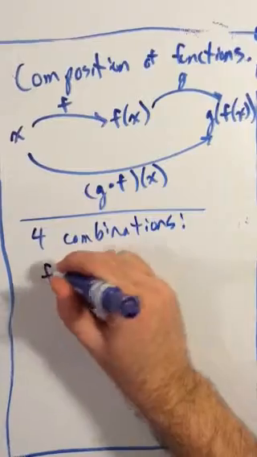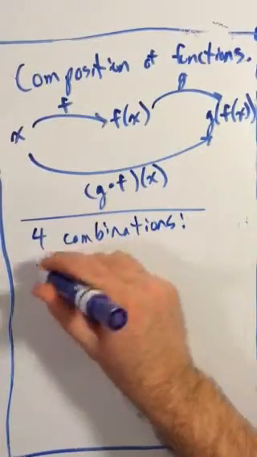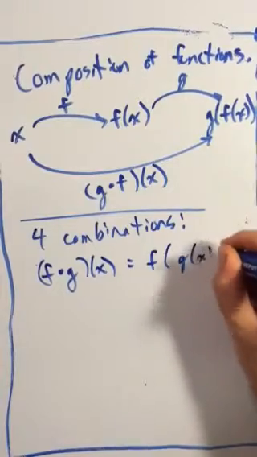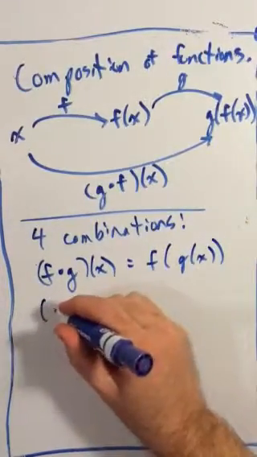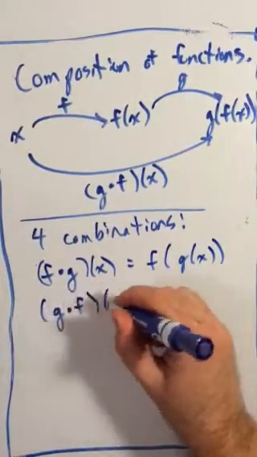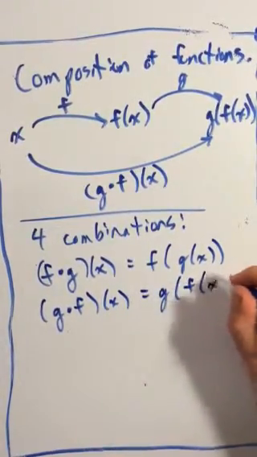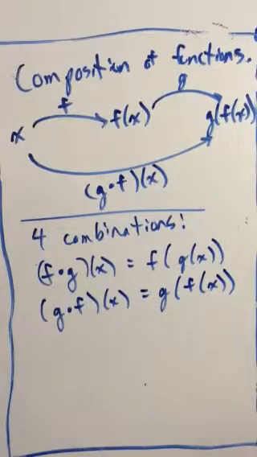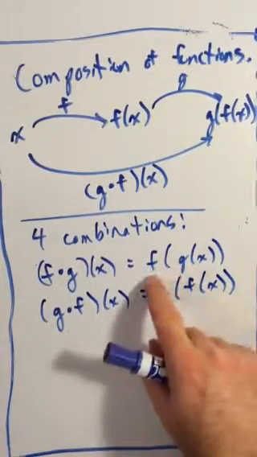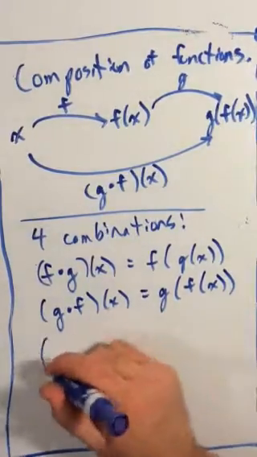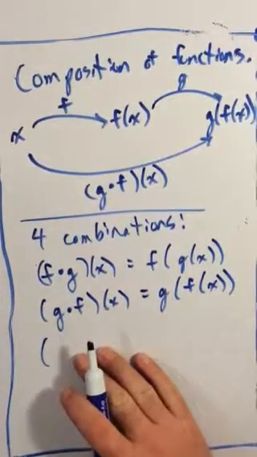You've got f circle g of x, which is f of g of x. You've got g circle f of x, which is g of f of x. So think about what we're doing here. This says first apply g and then apply f. The second one says first apply f and then apply g. And of course you can have the combinations that only use one function.